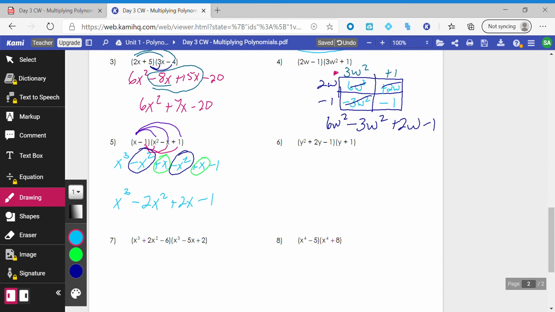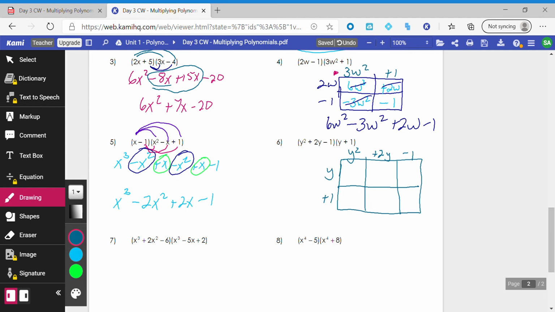So what does the box method look like when I have a trinomial times binomial? Well, I still do the same thing. I have to create a box, a rectangle. Might be a little bit bigger this time around. We have the 3 terms: y squared, a positive 2y, and a minus 1. And the other one, we have a y and a positive 1. So I'm going to split it up between the terms. So now we have 6 boxes to work with.